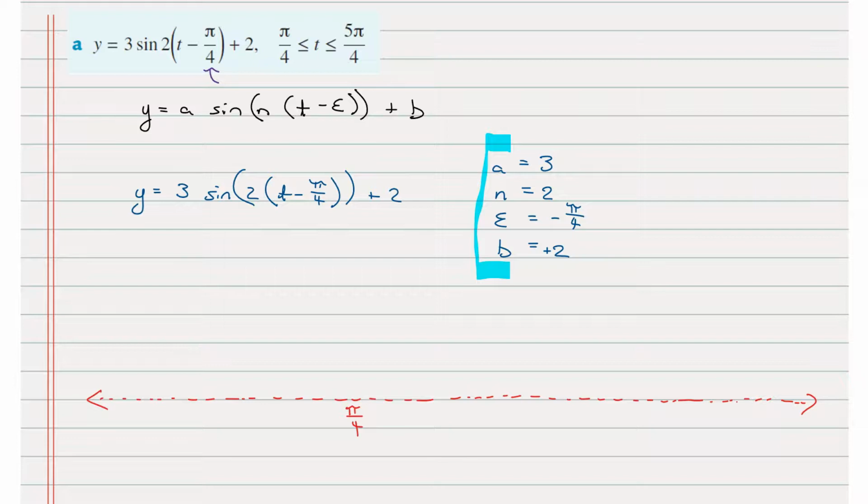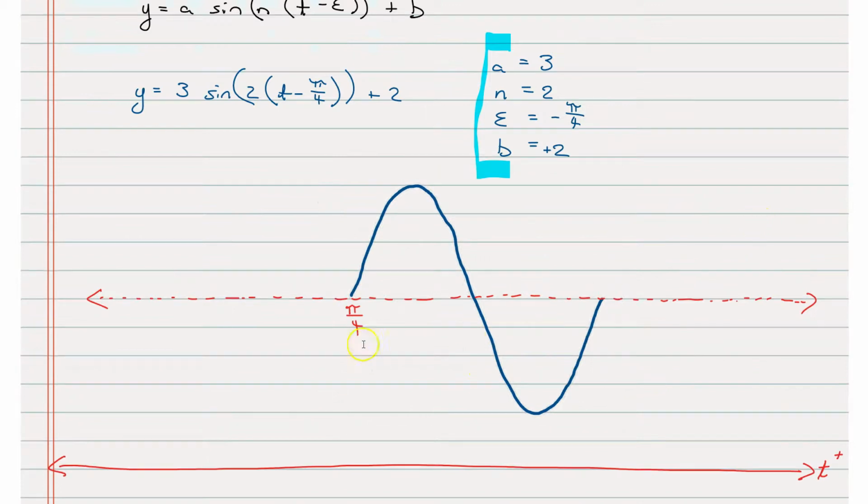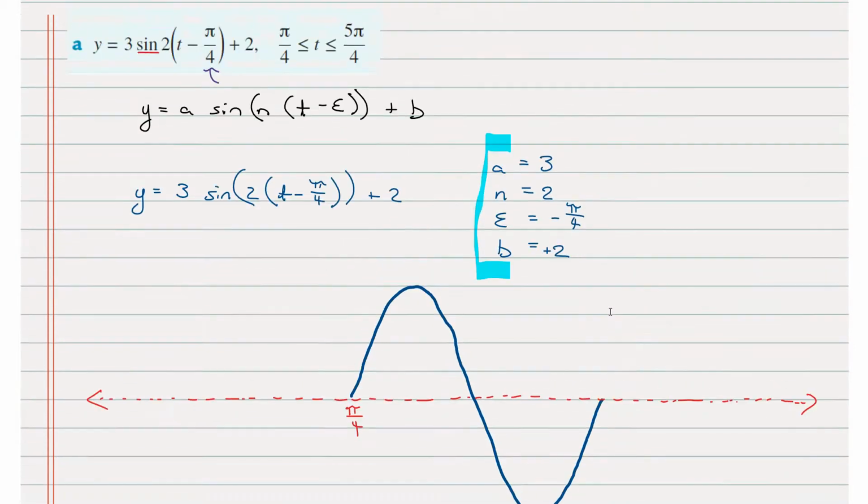And this is going to be a sine function. So what I'm going to expect is that I'll have the general shape. My function looks something like this. So it's going to start at pi over 4 and it's going to finish somewhere over here. So the next question is, what's my period going to be?